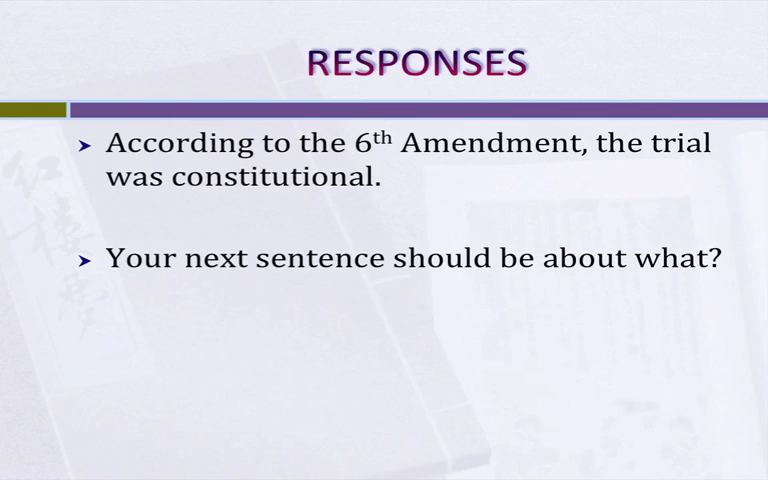If this is our sentence in this first response, according to the Sixth Amendment, the trial was constitutional, our next sentence should probably be something about defining that Sixth Amendment. We need to let the reader know exactly what that Sixth Amendment is, and depending on the experience of the reader, we may need to give a short summary, or we may need to explain a lot more, depending on what our audience is aware of. Our next sentence should probably be something like, the Sixth Amendment protects the right to, whatever it protects. Then we go to our text, which is To Kill a Mockingbird, and start bouncing back and forth and say, this is what the Sixth Amendment says.